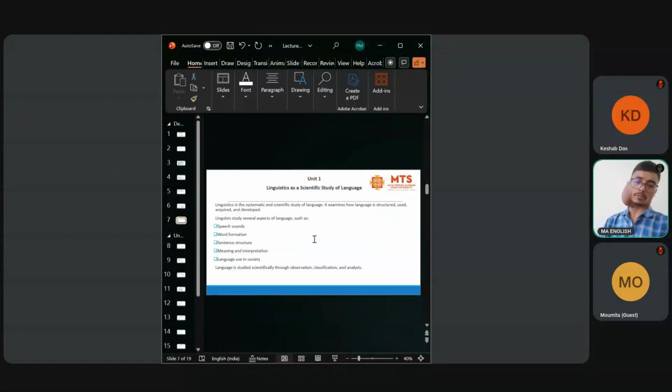Now let's move on to unit 1. Why Taiwan is not joining? I can see only Momita and Kesar are joining. Taiwan is not joining. Okay.